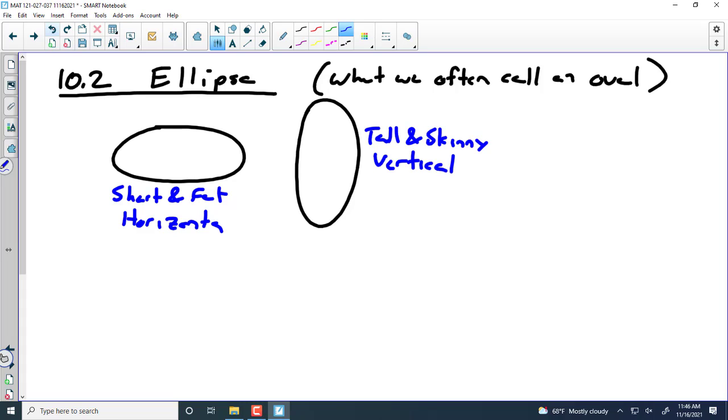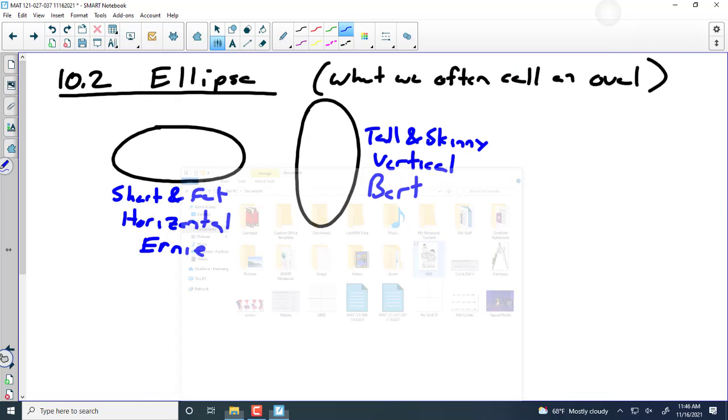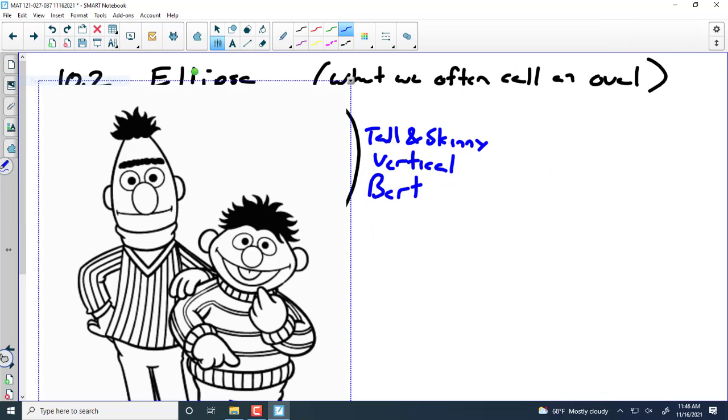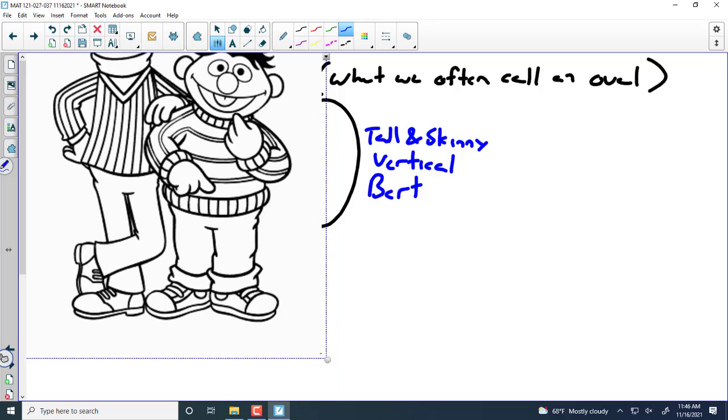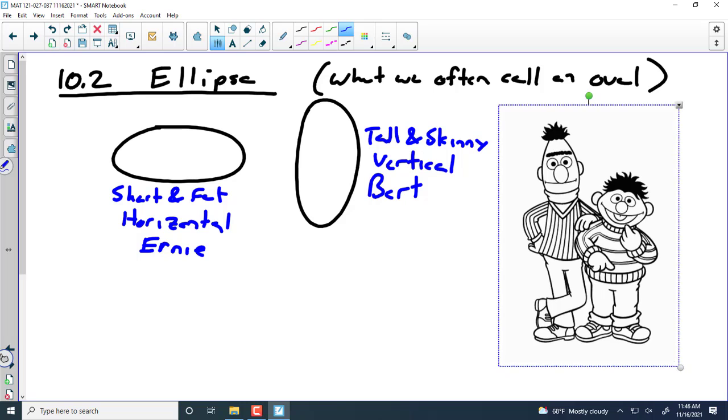And because I am Steve, I also occasionally call this one the Ernie. And what do I call the other one? Bert. I call the other one Bert. For those of you who don't know what I'm talking about, first of all, I'm kind of hurt that you don't know what I'm talking about. But if you don't, that's okay. But you've got these two Muppets. They're best friends. They appear on Sesame Street. They're pretty cool. And Bert's head is kind of tall and skinny, like an ellipse.